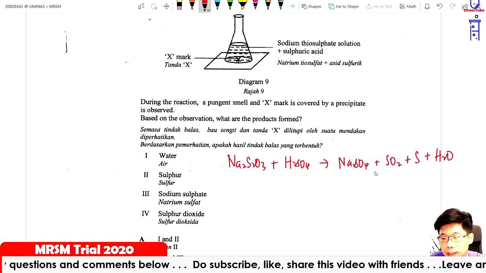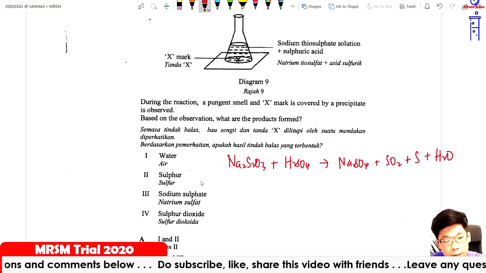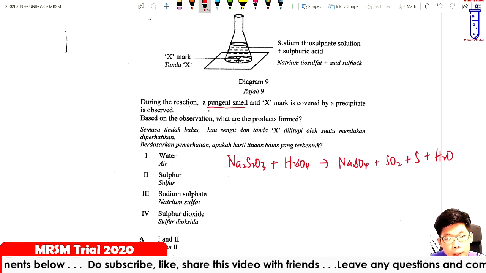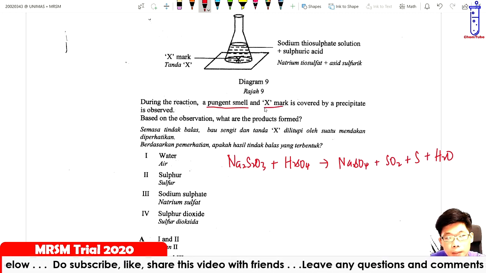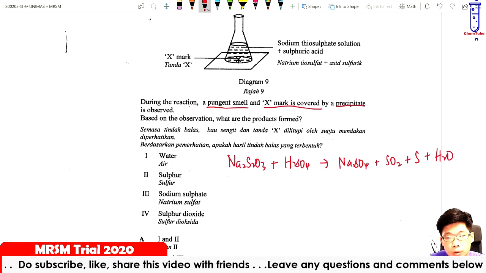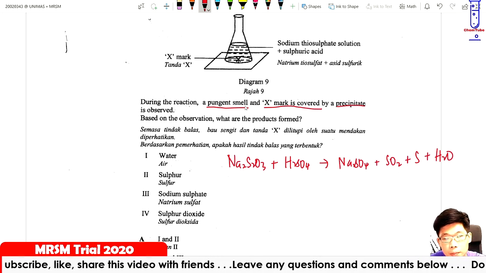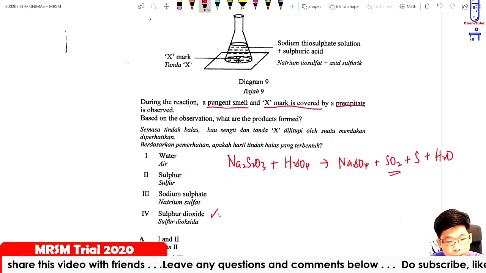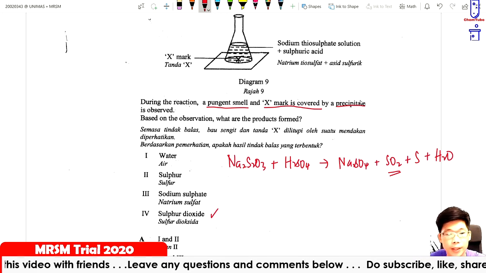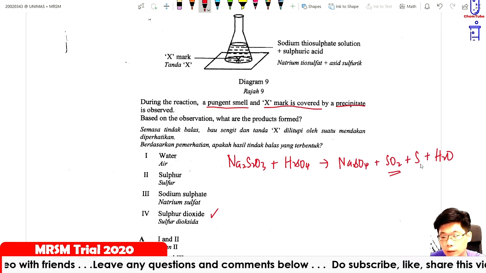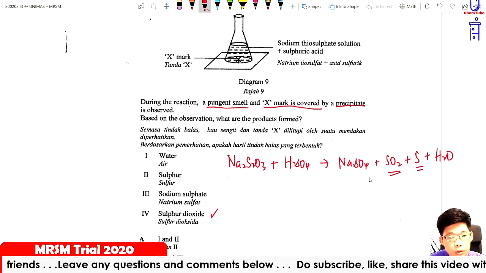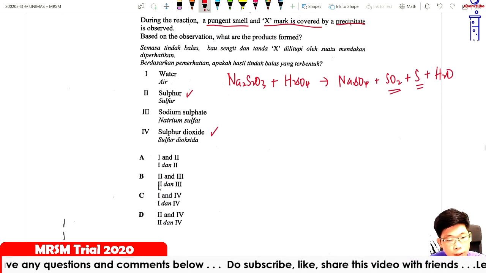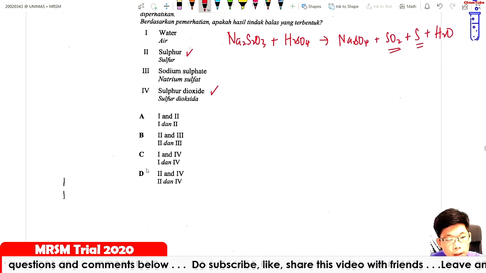There are 4 products here, and all the products are listed, but the question mentions the observation of a pungent smell and the X mark covered by a precipitate. So which one is referred to here? Pungent smell actually refers to sulfur dioxide. And the X mark covered by a precipitate, the only precipitate formed will be sulfur. So the answer will be 2 and 4. So D is the answer.